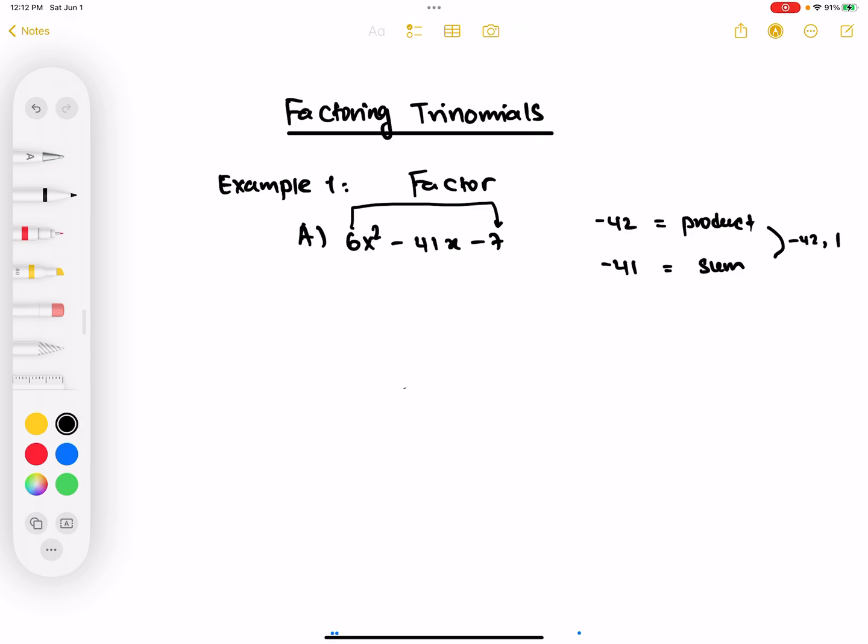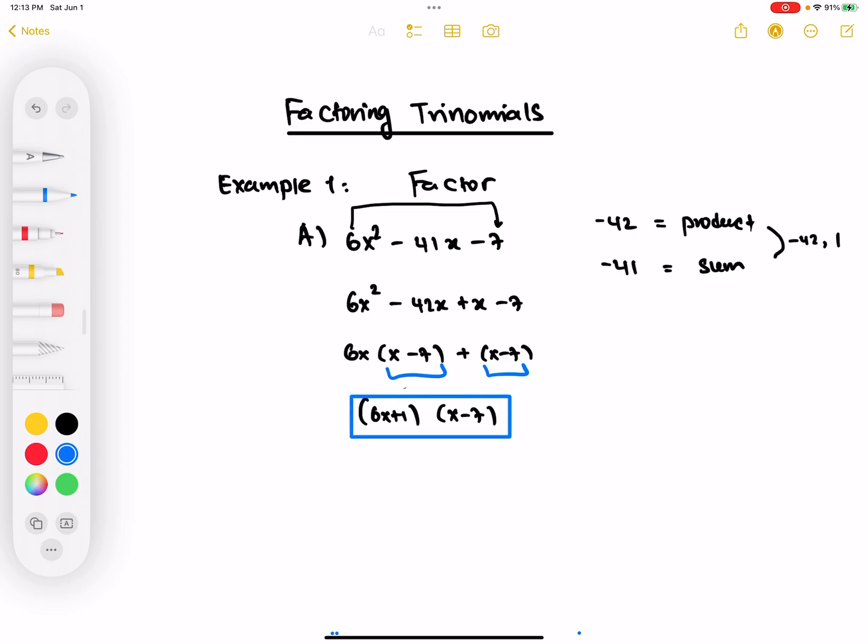Now I can write the middle term as 6x squared minus 42x plus x minus 7. If you look at the common factor between 6x squared and 42x, it is 6x, leaving x minus 7. For the second one it is x minus 7. Look at this one, this is again a common factor. Then we can write this one as 6x plus 1 multiplied by x minus 7. So we just factored it.